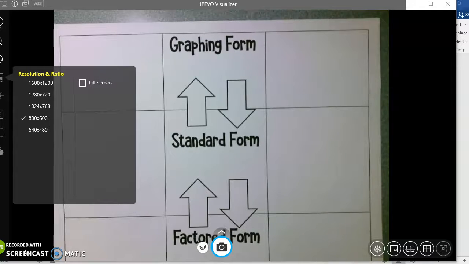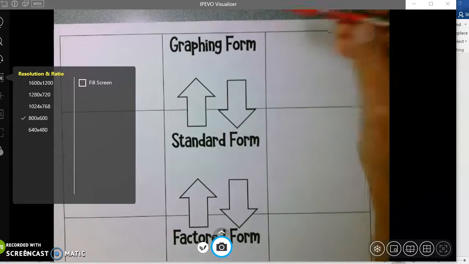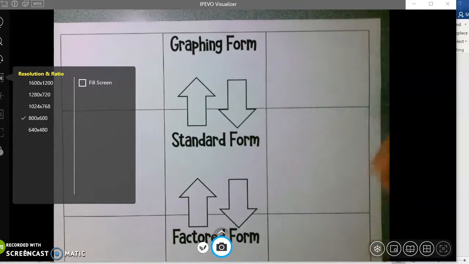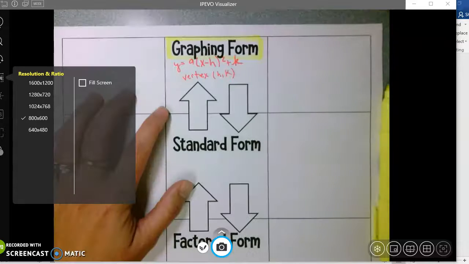Hi everybody, this is a video describing and talking about the three different forms that we often see the quadratic formula in: graphing form, standard form, and factored form. So we're going to take a look at each one of these, why they're useful, and how to go from one form to the other.